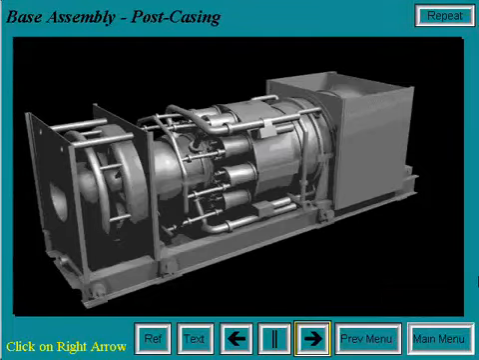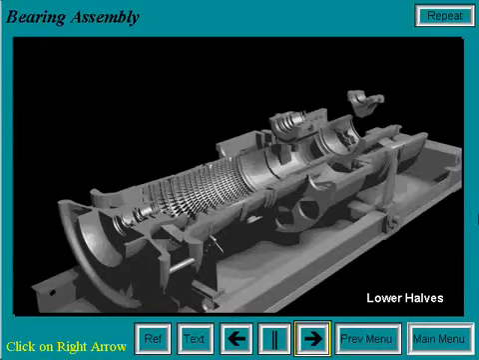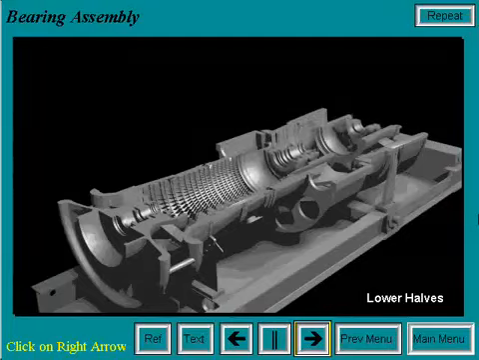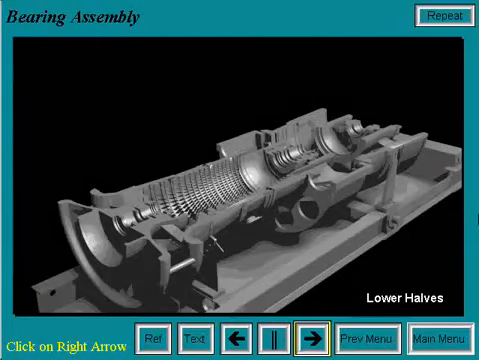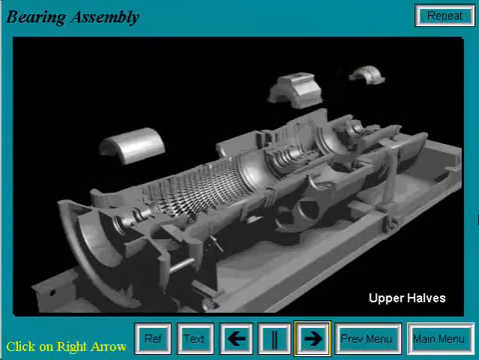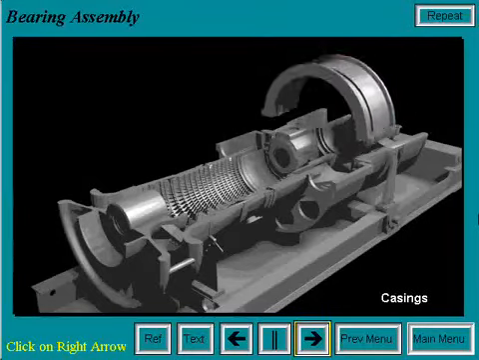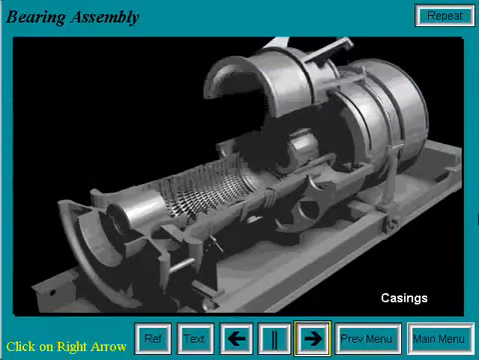The number 1 bearing is installed in the inlet casing, and the number 2 and number 3 bearings and housings are placed into their respective casings. The lower half is put in first. Then the upper half of the bearings and housings are installed. Then the bearings are aligned with the casings installed.